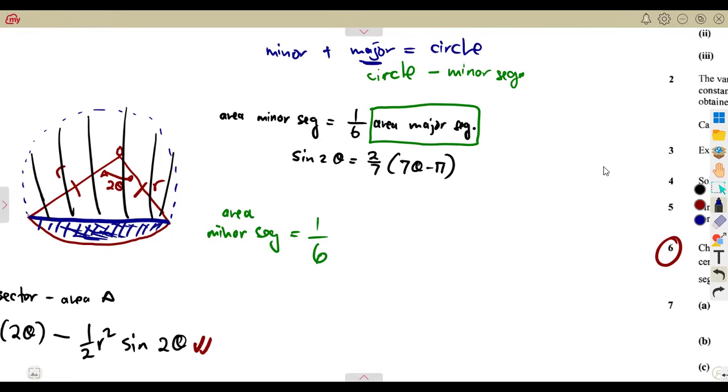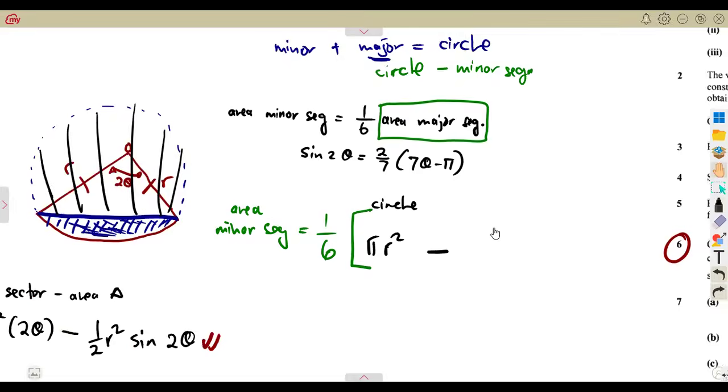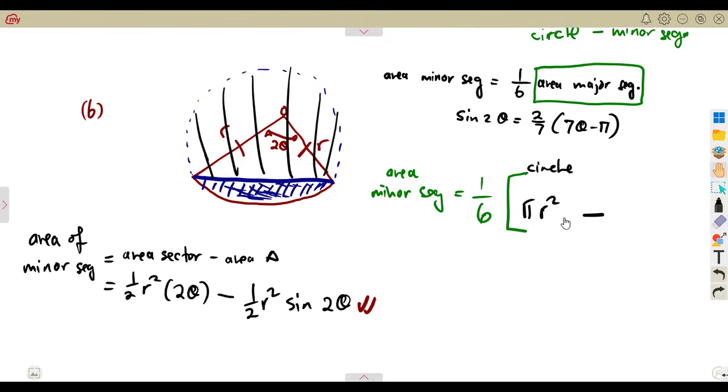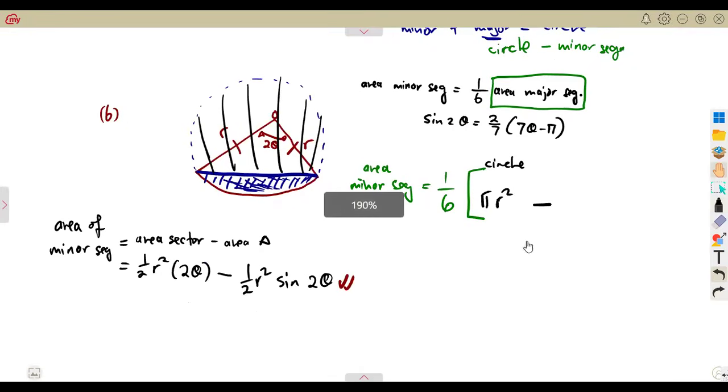So what is the formula now? That is what we want here, because this is the major segment, 1/6 of the major segment. So what is the area of a circle? Pi r squared. Minus, what is the area of the minor segment? That is the question. We have this expression, which is exactly the formula that we are supposed to have for the minor segment. Isn't it? That is exactly this one that we have.